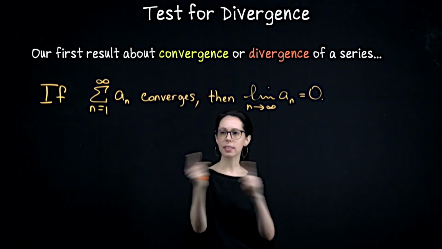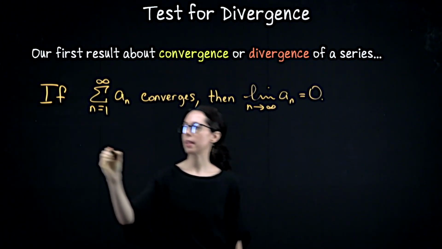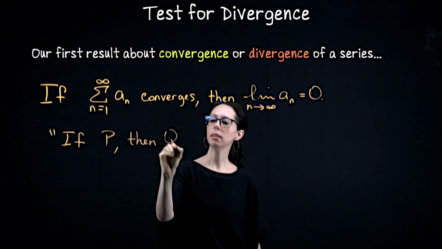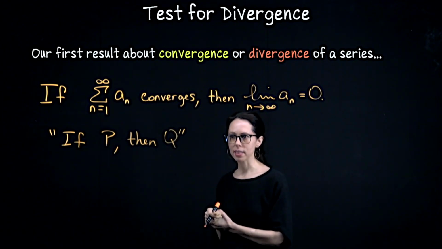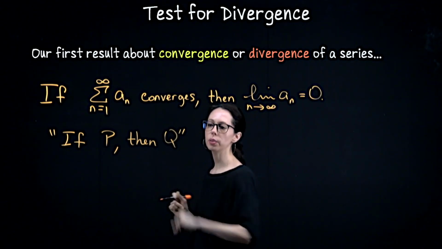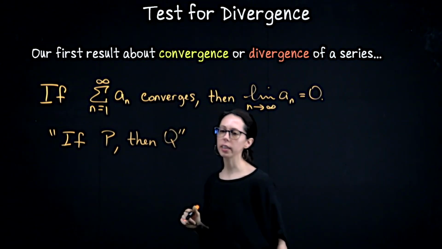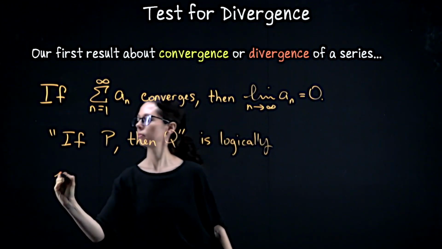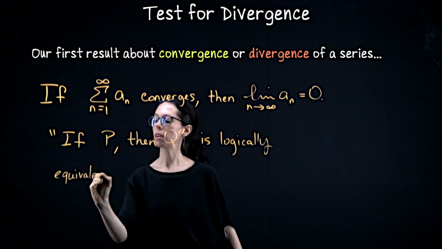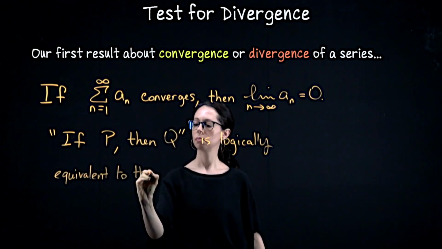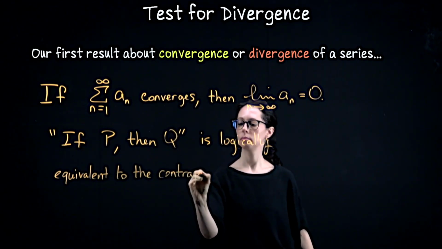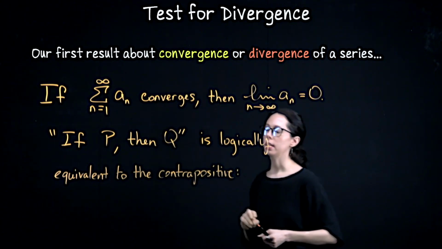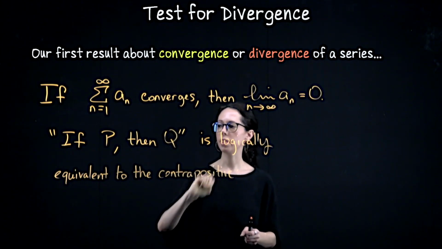So let me take this statement now. I'm going to reword it. So first, let me say that this is an if P then Q statement in mathematics. A lot of theorems are phrased this way in math. So if P is true, then Q is true. This expression is logically equivalent to something called the contrapositive. The contrapositive of an if-then statement is if not Q, then not P.